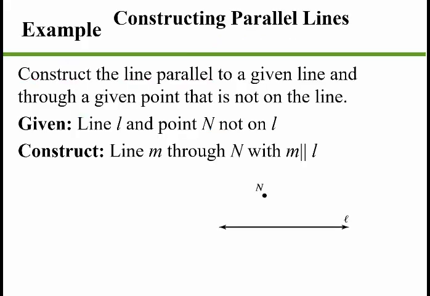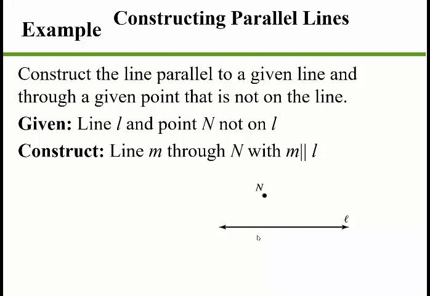All right, so here's the first one. I want to construct parallel lines. So I want to construct the line parallel to the given line. So I want to construct a line parallel to L that goes through this point N that's not on the line. So I'm given line L and point N that's not on L, and I want to construct the line M through this point N that is parallel to L.